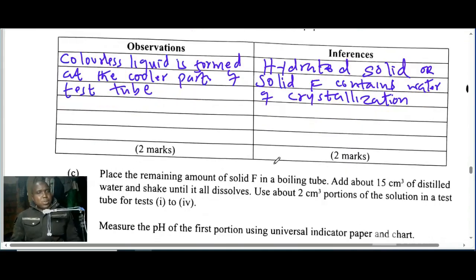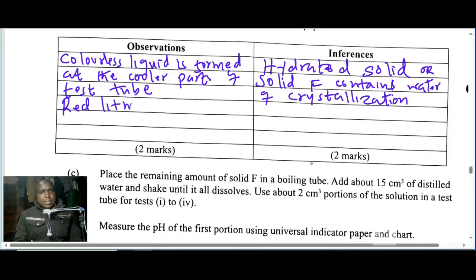That is not the now. The second thing is, what happened to the litmus paper? Did the red litmus paper remain red, or did it change to blue? Did the blue litmus paper change to red, or did it remain blue? So in this case, the red litmus paper was changing as follows.